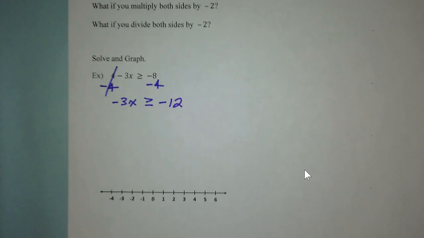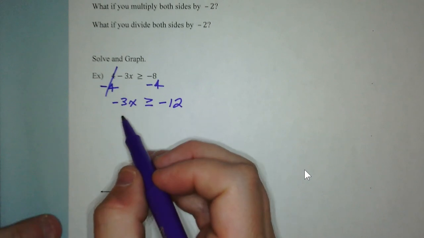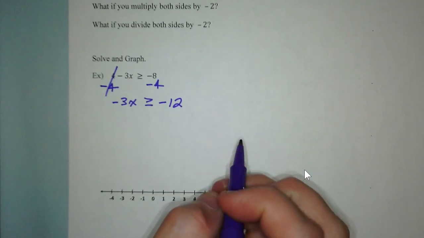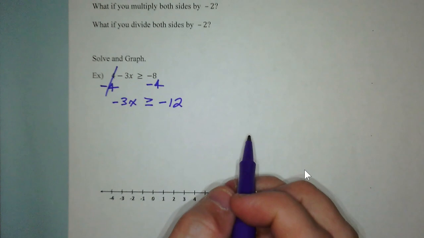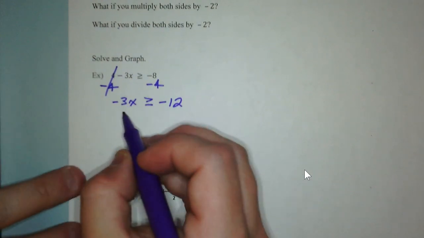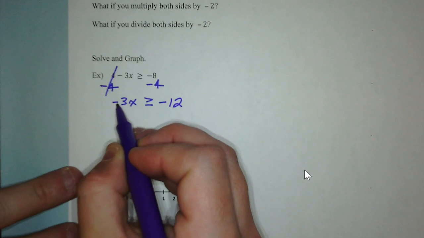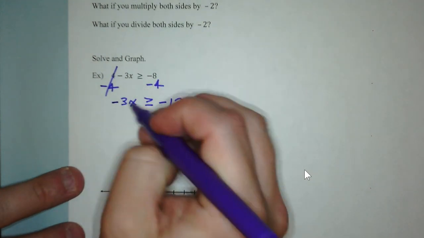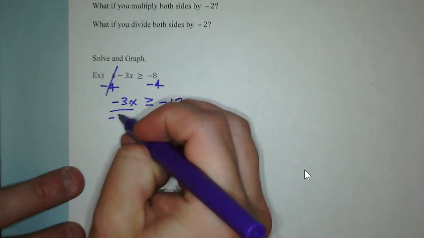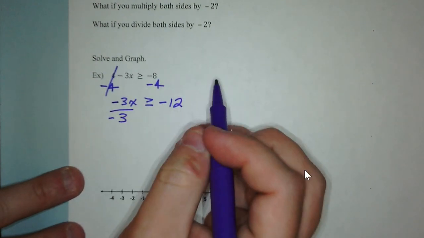All right, Dakaya, what's the next thing I would do to finish getting x by itself? What would I do to both sides? Divide by 3. Divide both sides by not just 3, but negative 3, right? So keep that in mind, everybody. If it's negative 3 times x, then you're going to be dividing both sides by negative 3.